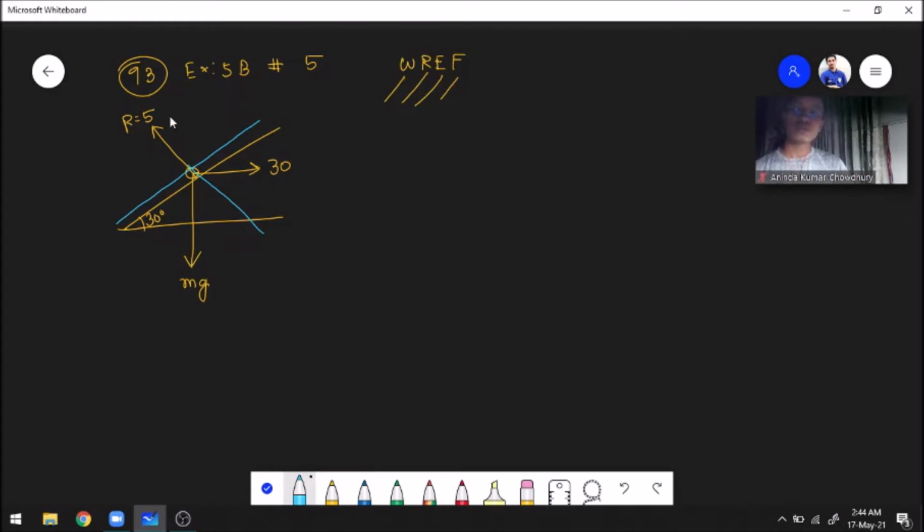So this 5 Newton reaction is already along this axis, so we don't have to break it. We just have to break mg and 30 newtons. This angle is also 30, corresponding angles. So 30 will have two components. One component will be here, the other here. So this is 30 cos 30, and this is automatically 30 sin 30. We have broken down 30.